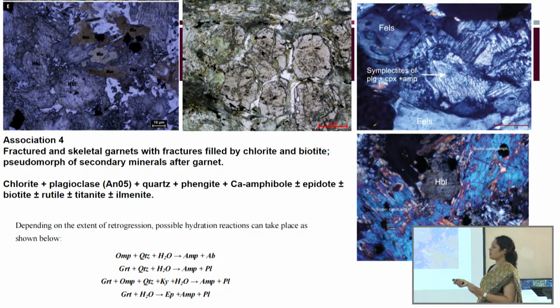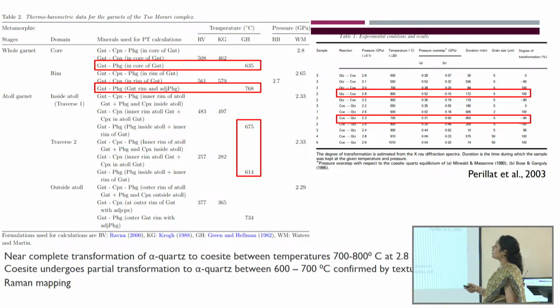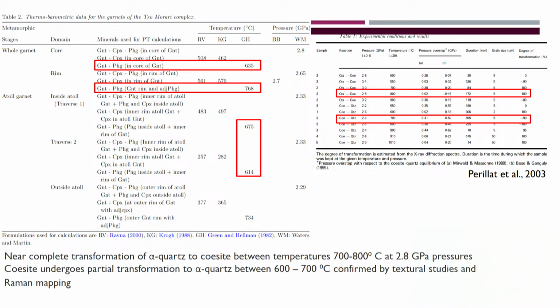If you look at the amount of retrogression that the rock has undergone, these are some possible reactions that could have taken place to give rise to the amphibole and the plagioclase. The omphacite, in the presence of quartz and water, would break down to form the amphibole. That's how we believe the transformation happened. We compared the data we generated on the whole garnets and the atoll garnets with the experimental work by Perilat, and we realized that there was a very good match.